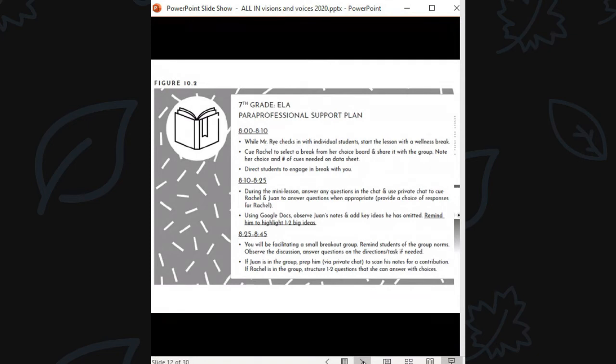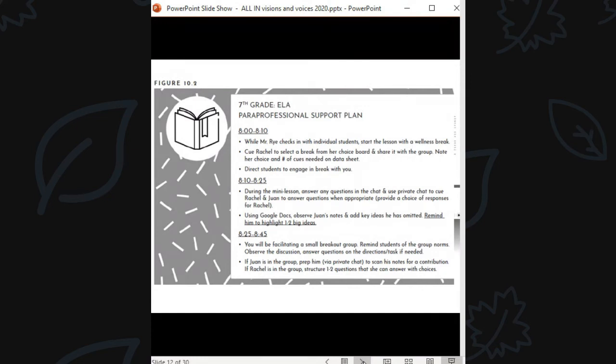And there's a little bit of a cue in that plan for, remind Rachel to choose something from her board, little reminder there. And then in the next section, just some guidance about how to interact with students in the chat. So, if you're watching Juan take his notes with Google Docs, you can insert some ideas. And then finally, when you're in the breakout group, here's how you can interact with students in the breakout group.